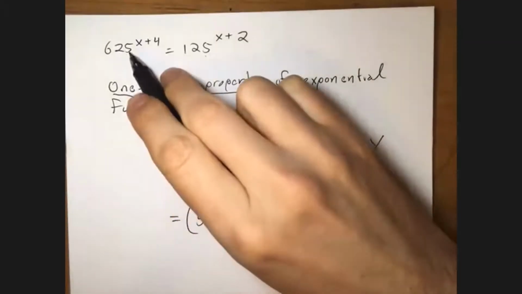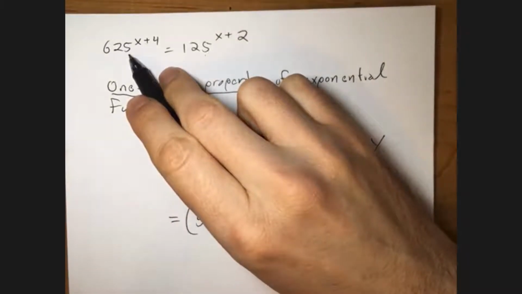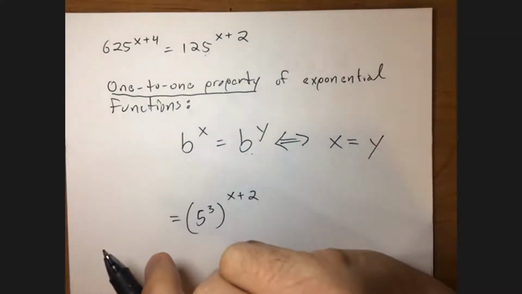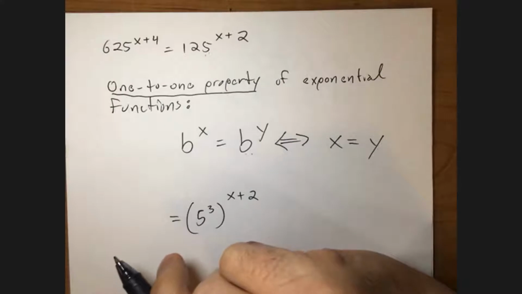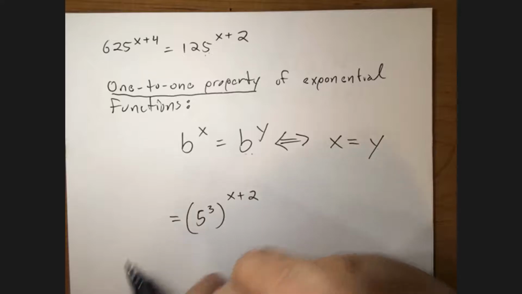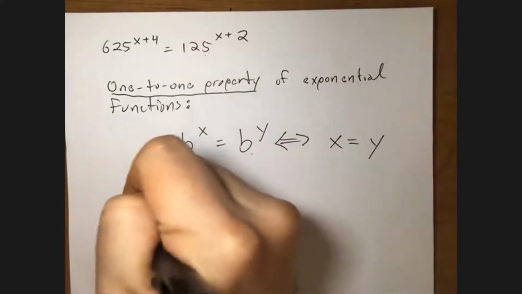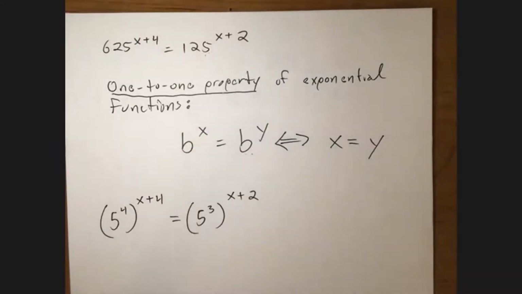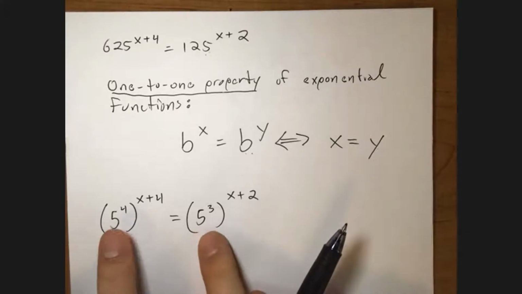And the left-hand side ends in 5 as well, so it might also be a power of 5. In fact, 625 is 5 to the 4th power. So I can write that as 5 to the 4th to the x plus 4. So it looks like I might be able to get the base to be 5 here.